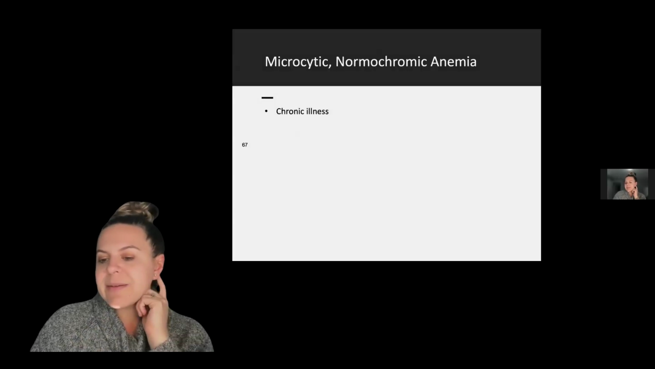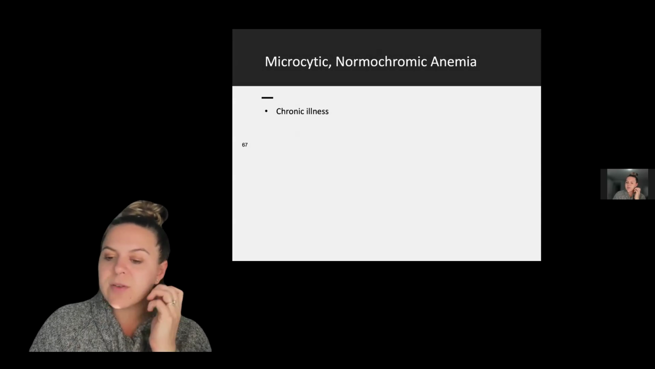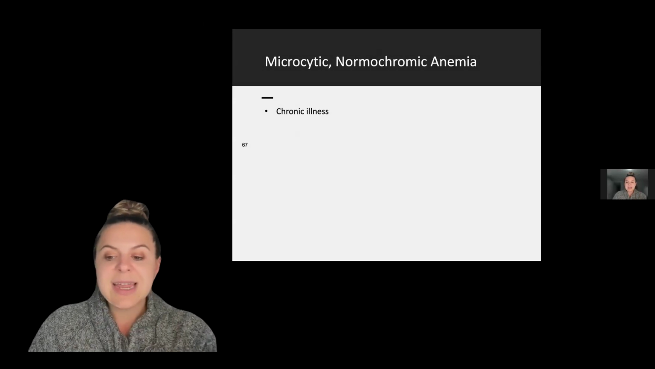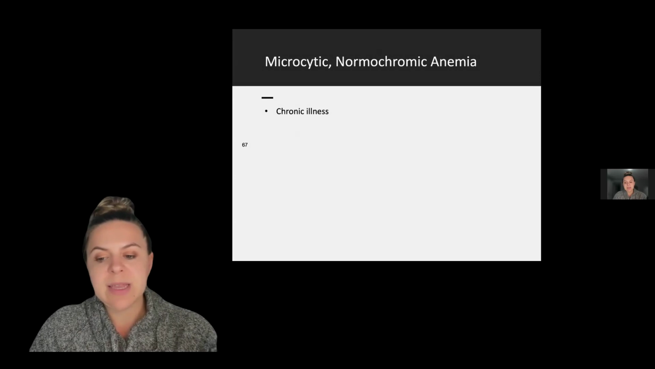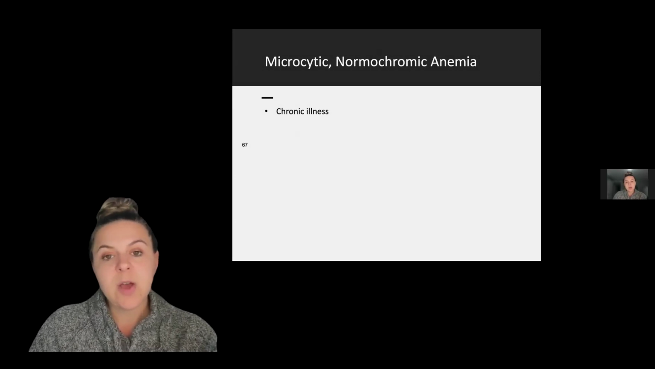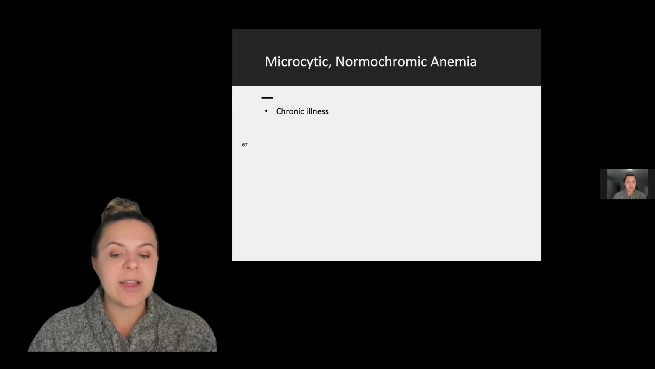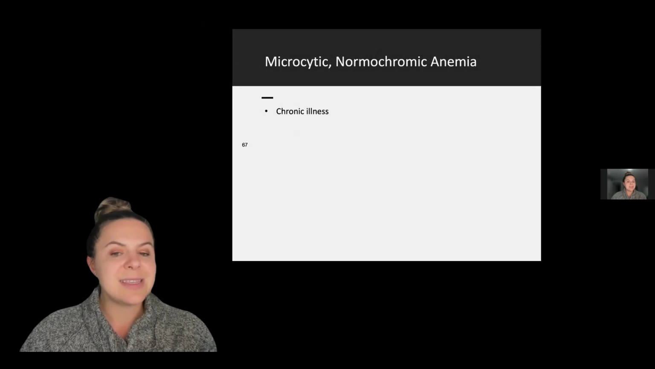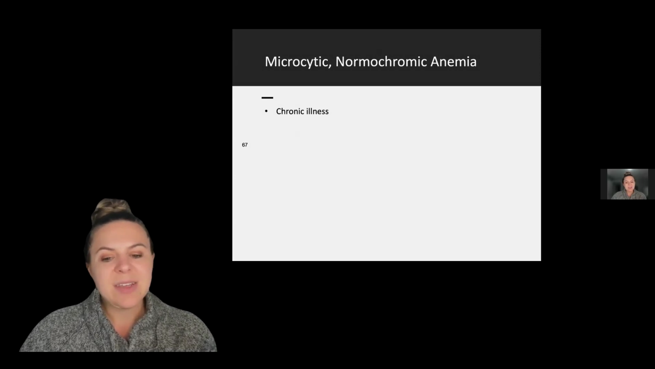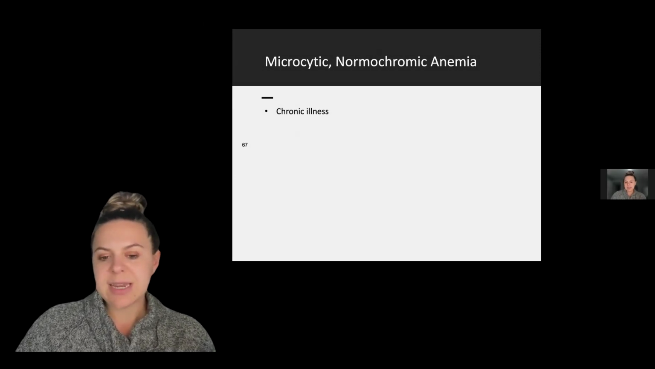Microcytic normochromic anemias are less common but associated with chronic illness. In this setting, cells are small but contain a normal concentration of hemoglobin, so their color is preserved. Chronic inflammation alters iron metabolism and reduces red cell production, leading to this subtle but distinct pattern. And it's a great reminder that not all microcytic anemias are iron related, as chronic disease must always be a part of the differential.